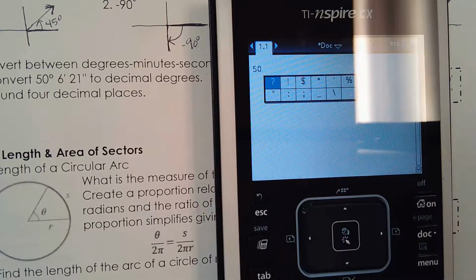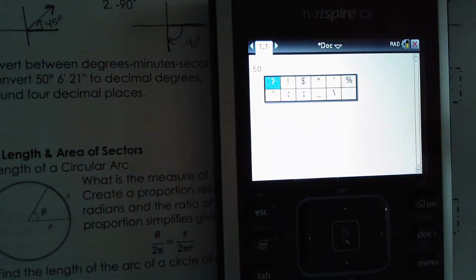I'm going to turn the lights out. Can y'all still see your papers? Yeah.